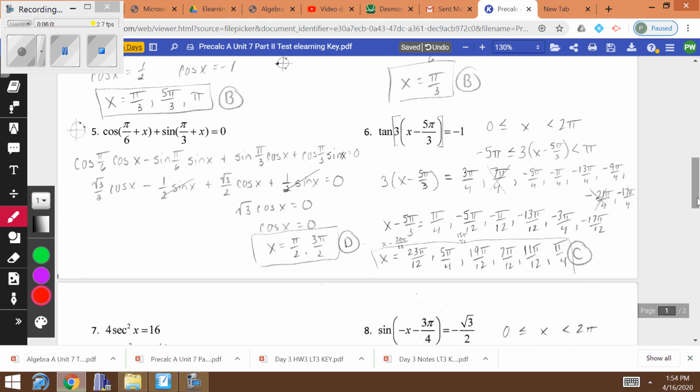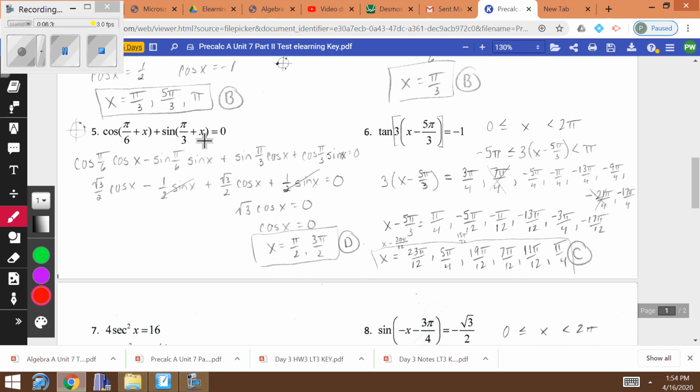Number 5. All right, for this one, what I had a few people doing was thinking that they could distribute cosine. This is not distributive property. That pi over 6 plus x on there, that's not something that you can just say, okay, that's the cosine of pi over 6 plus the cosine of x. It is not multiplying, so it's not distributive. Instead, we used the sum identities. Both of them were sums. That's why I used the sum identity on there.